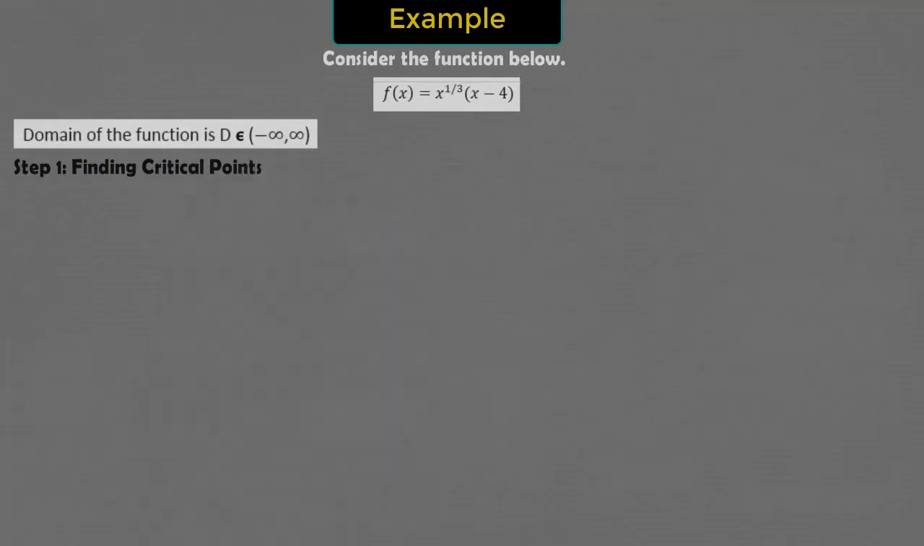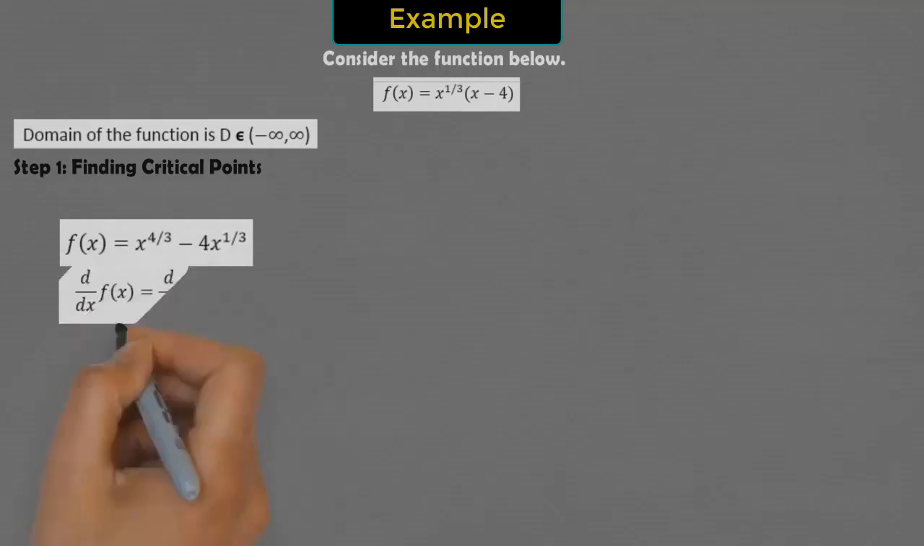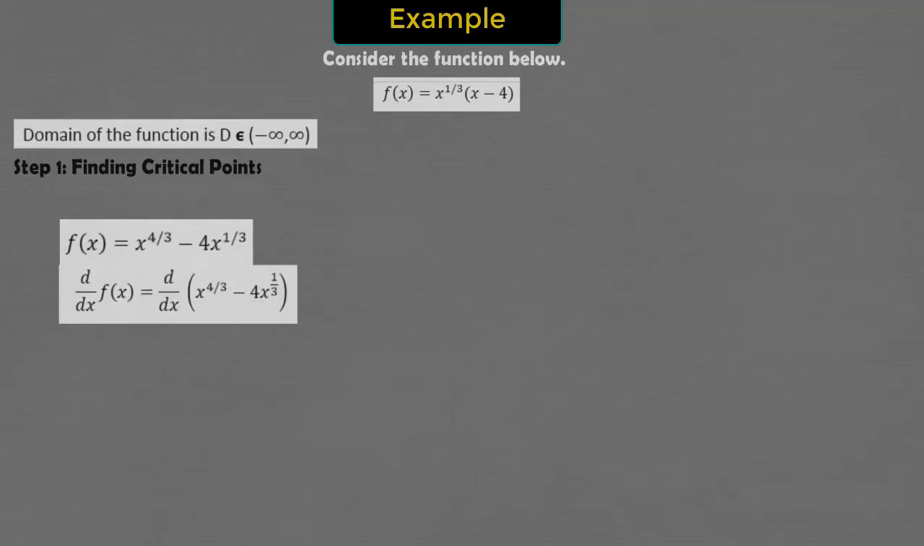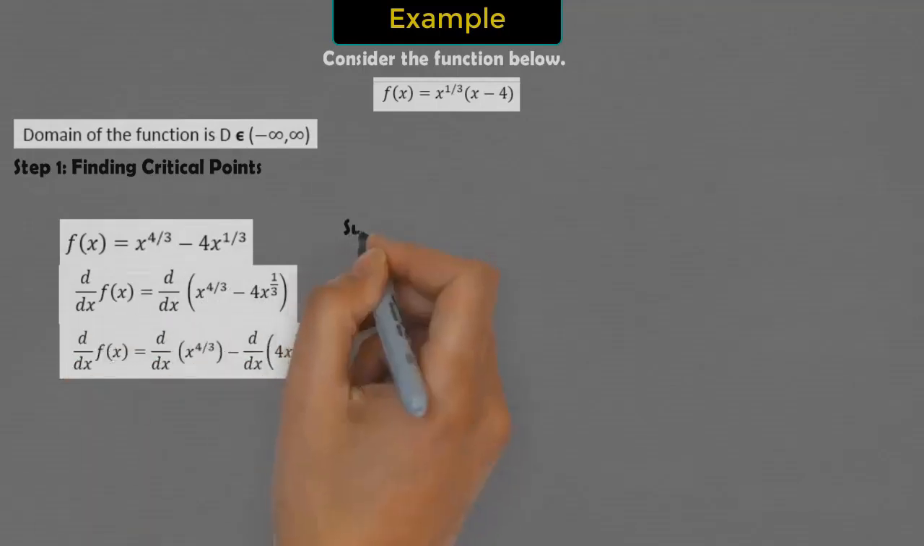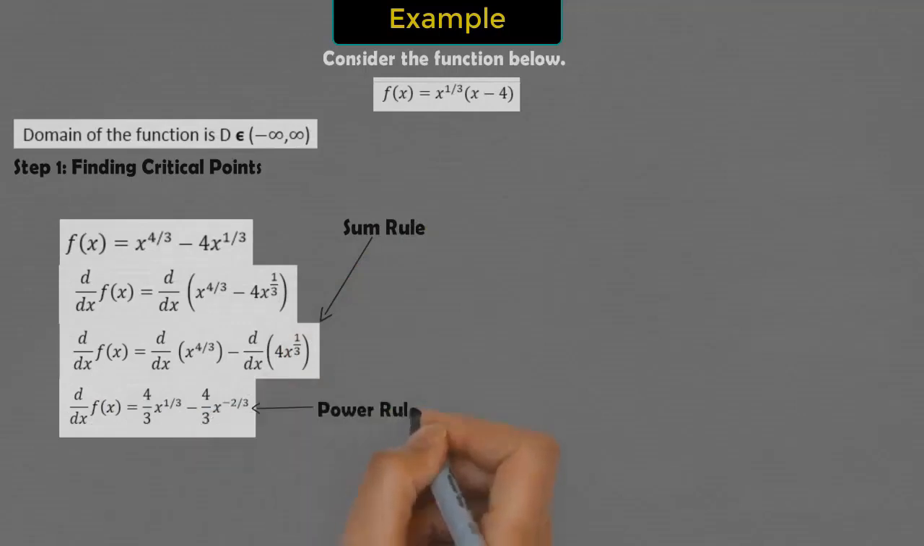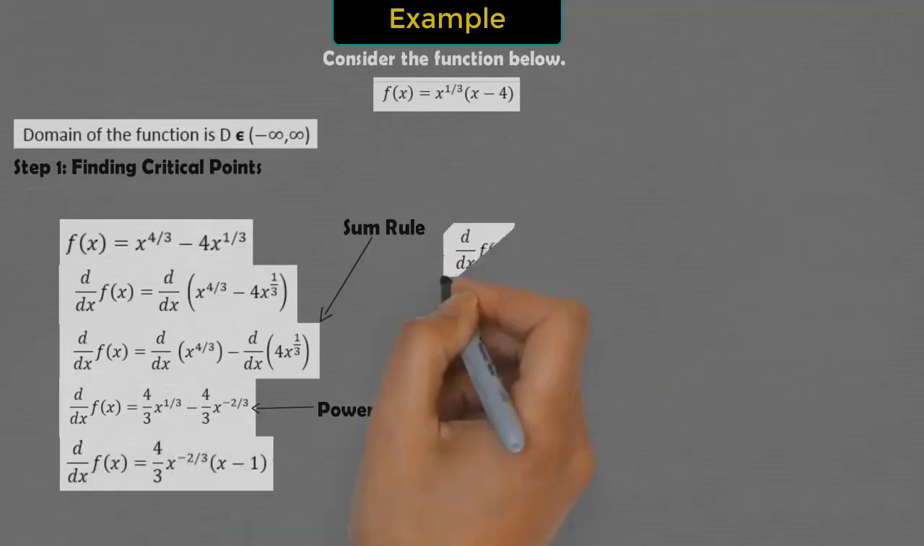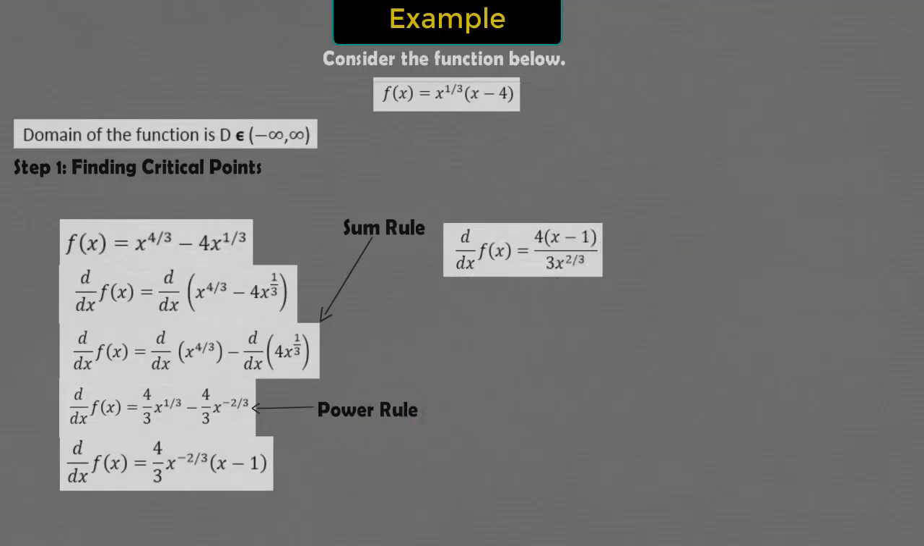So the function f of x is equal to x power 4 over 3 minus 4x power 1 over 3. Taking its derivative, and then applying the sum rule of derivative on individual terms, then applying the power rule on each term, the derivative function comes out to be 4 by 3 into x power 1 over 3 minus 4 by 3 into x power minus 2 over 3 by using the power rule. Now simplifying it, the derivative comes out to be this. And so that's the derivative function.